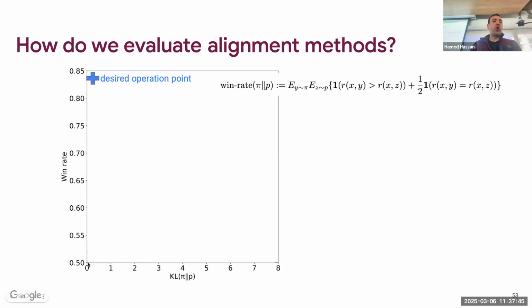So I'm showing numbers between 0.5 and 0.85. Basically, if the number is less than 0.5, we are doing something definitely wrong. So we want to improve the win rate above 0.5. P against itself wins 50% of the time. We want to win more. So that's basically the y-axis.